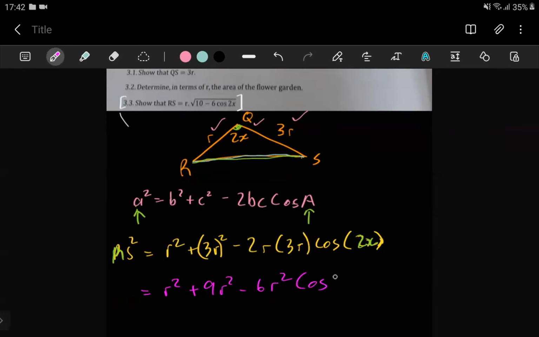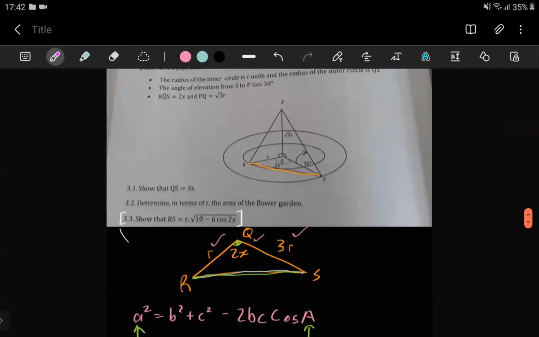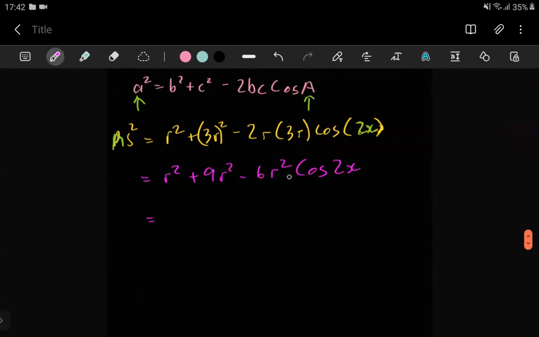Okay. And then from here, we have to be careful. Here, it looks like there's going to be an r outside somewhere. So let's take out r squared as a common factor. We're going to have 1 plus 9 minus 6 cos 2x. Do you see?